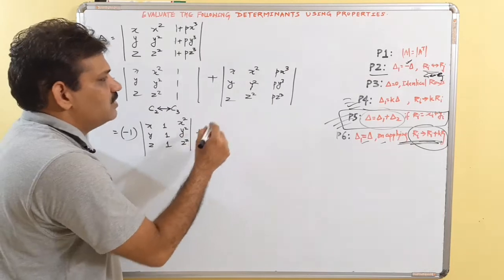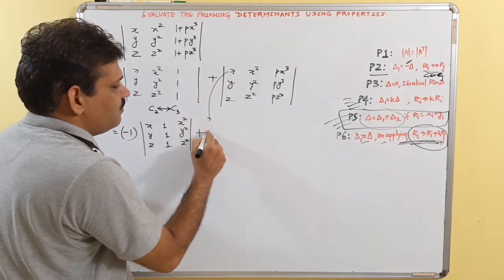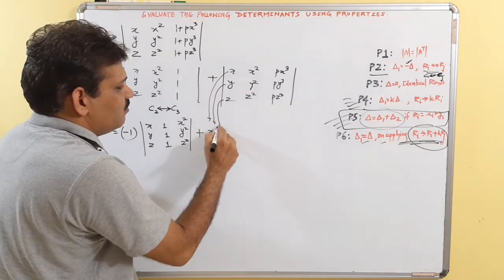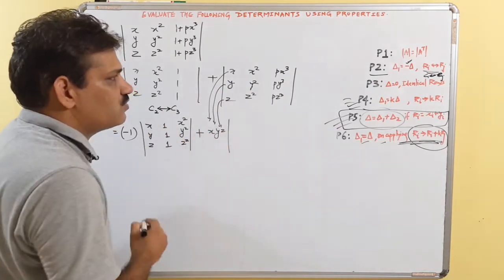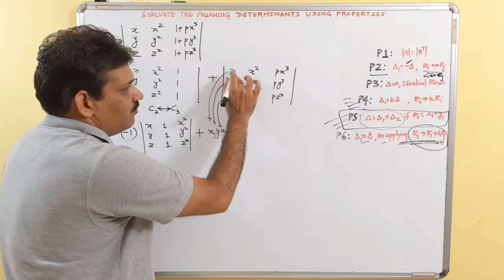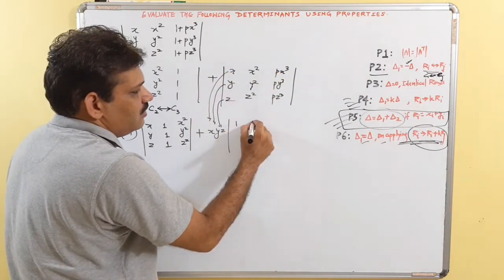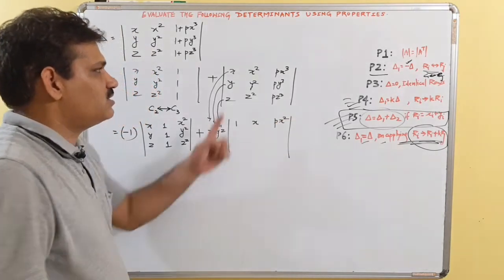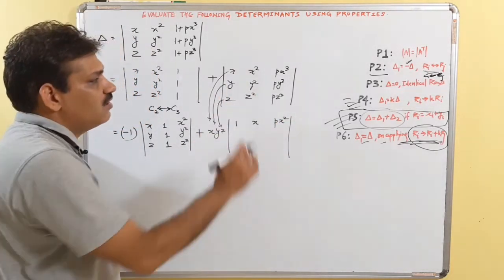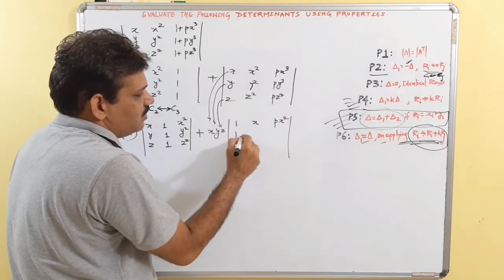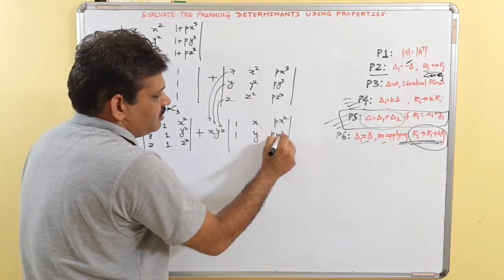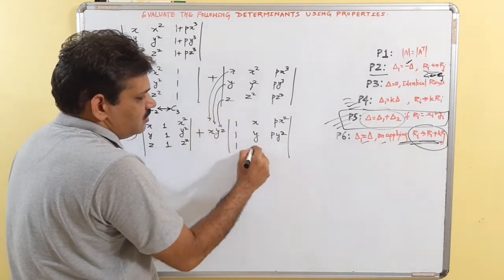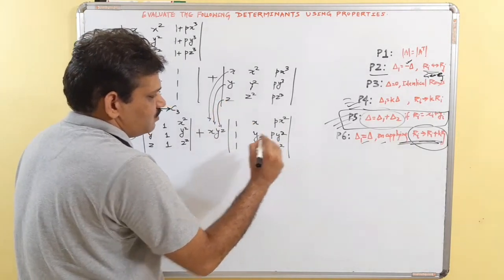Well, plus here we can take x common from the first row, y common from the second row and z common from the third row. So if we take x common from here, 1 x Px square. We have divided each term by x, that is we have taken x common. Now we take y common from this, so 1 y Py square. Now here we take z common, so 1 z Pz square.